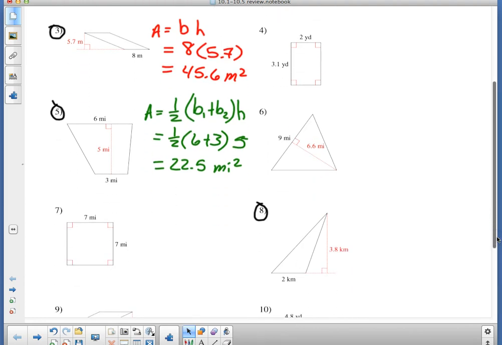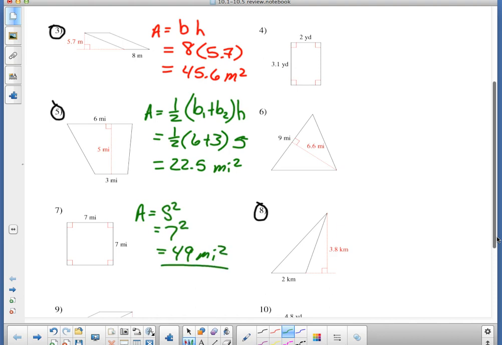I'm looking at a square, and hopefully you remember square. I can still use area is equal to base times height, but because it's a square, I can go side squared, which is 7 squared, which is just 49, in this case, miles squared. So we got our solutions going on. We're really flying along here.